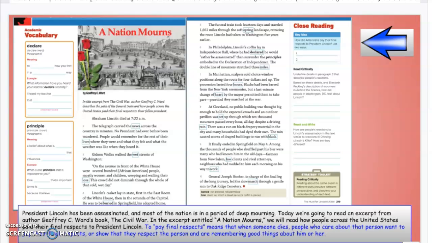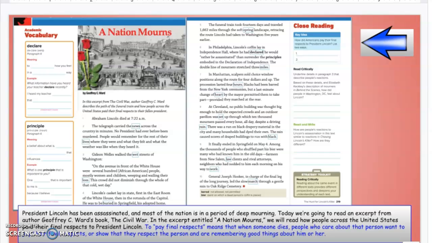In Philadelphia, Lincoln's coffin lay in Independence Hall, where he had declared he would rather be assassinated than surrender the principles embodied in the Declaration of Independence. The double line of mourners stretched 3 miles. In Manhattan, scalpers sold choice window positions along the route for $4 and up. The procession lasted 4 hours.